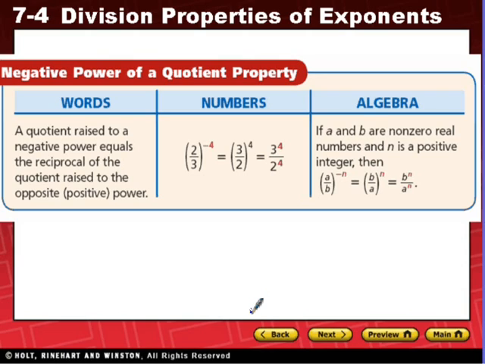A quotient raised to a negative power equals the reciprocal of the quotient raised to the opposite, or positive, power. So what it looks like, and I'll explain why in a minute, is that you flip the fraction and you make the power positive.